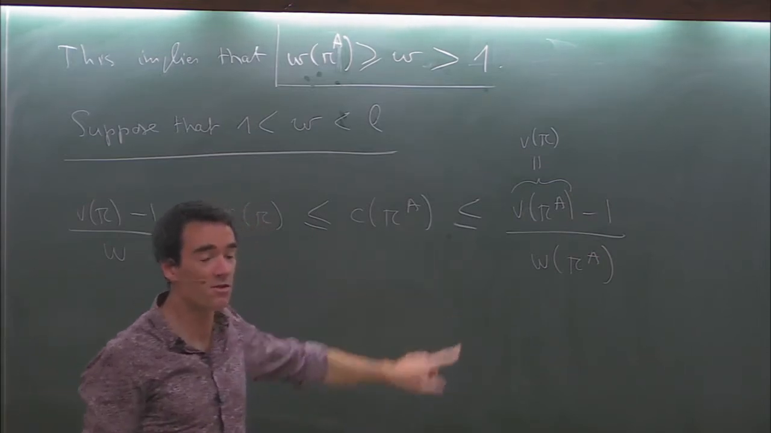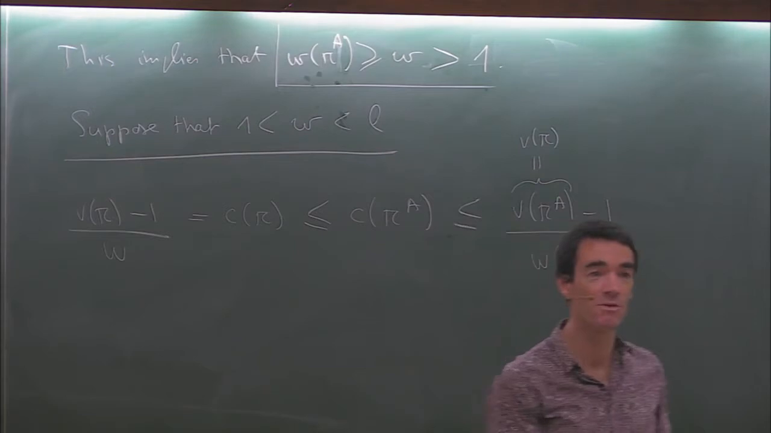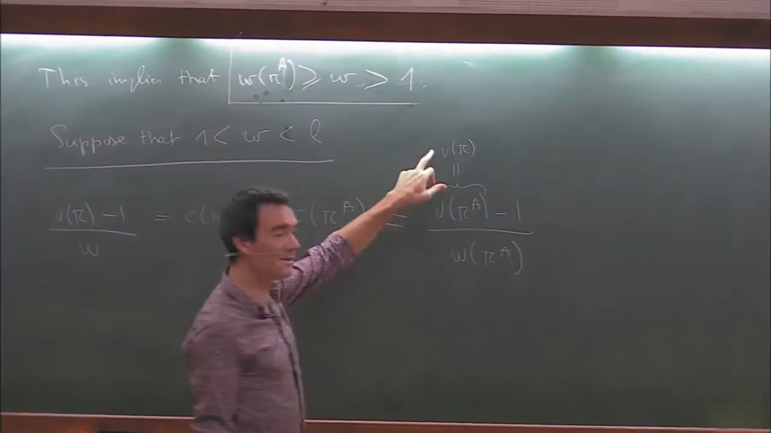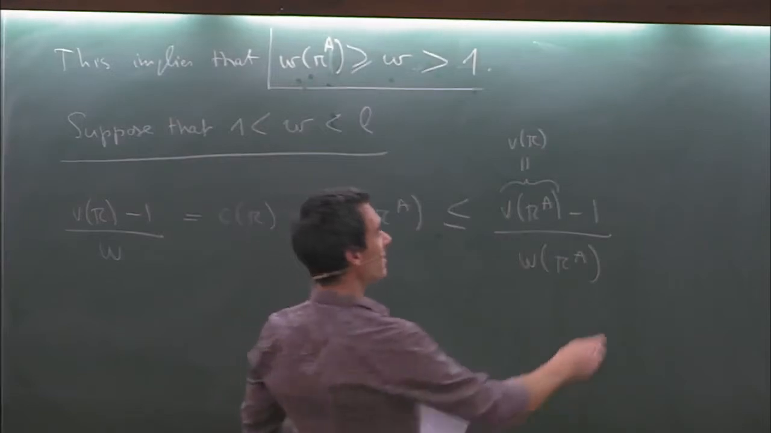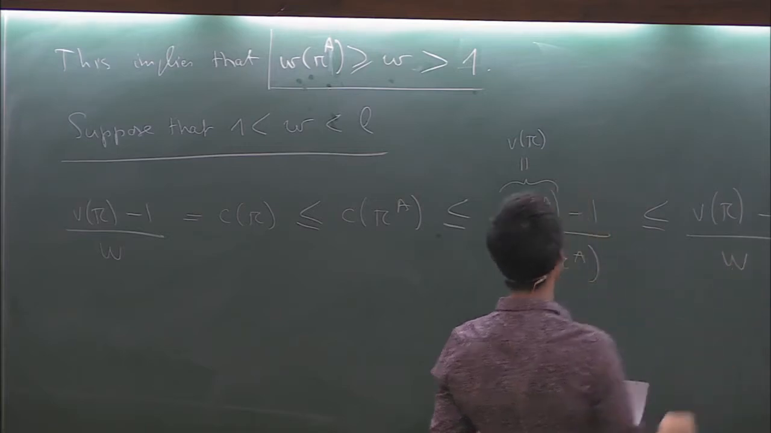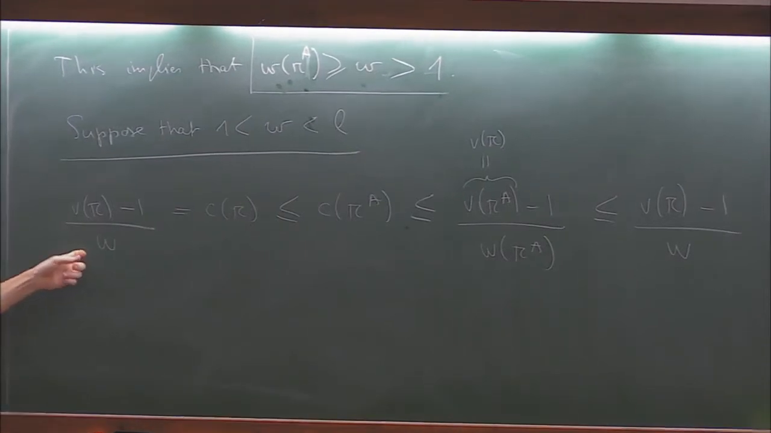Here? So no, it is not an equality, because if it were this, it would be an equality, but it might be this, which is smaller. So since I don't know yet in which case I am, this is an inequality. So V of pi is V pi, and W of pi a is greater than or equal to W. So this is smaller than or equal to V of pi a minus 1 over W. And again, the upper bound and the lower bound are the same. So you deduce that all the inequalities are equalities.